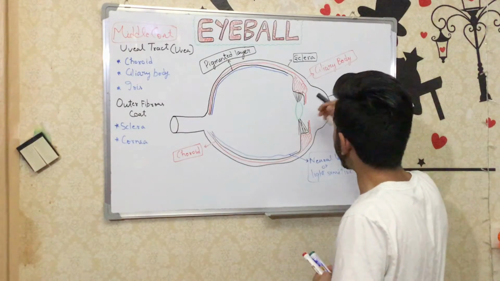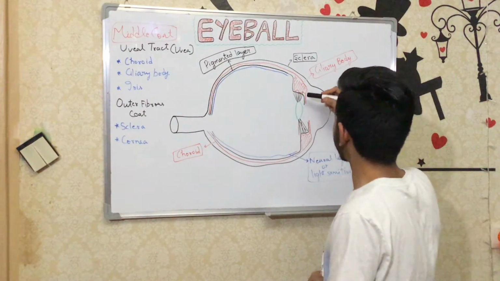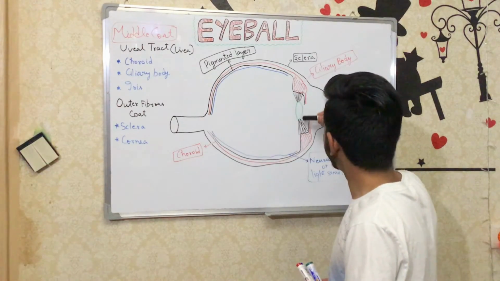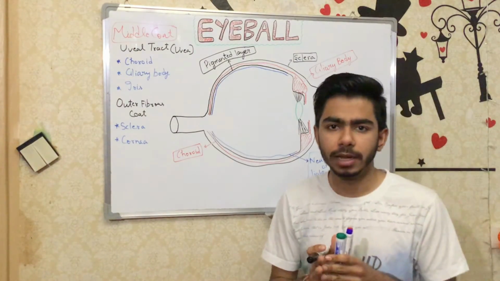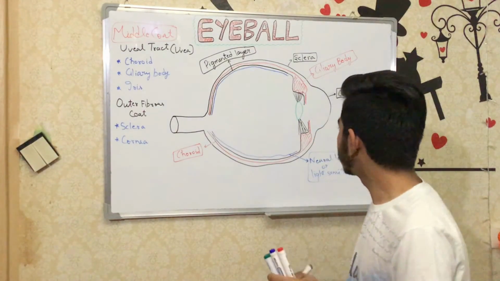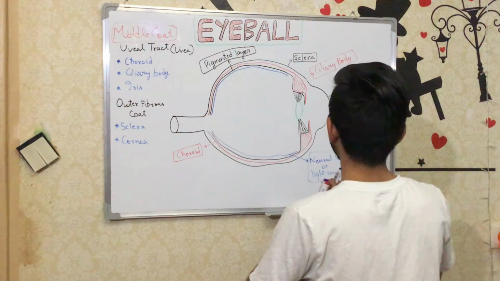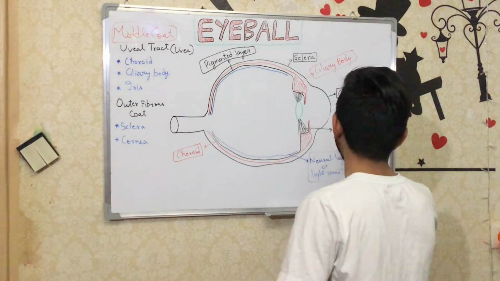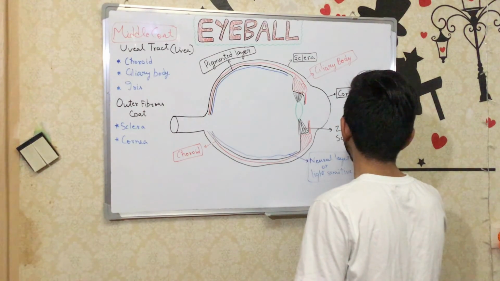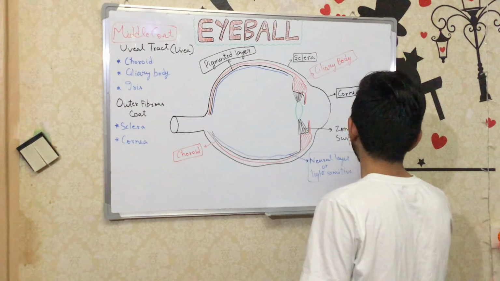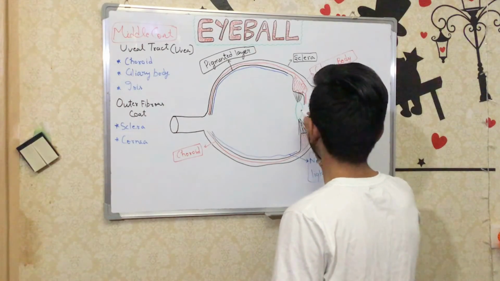They hold the lens in the proper position between the ciliary bodies. The zonules are responsible for the adjustment of the lens according to the light coming into it. Okay, so these are the zonules, or suspensory ligament. And this is our lens.